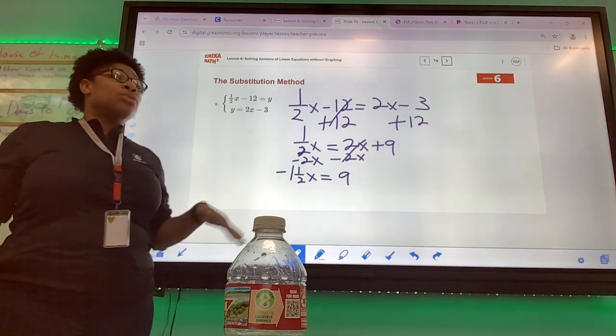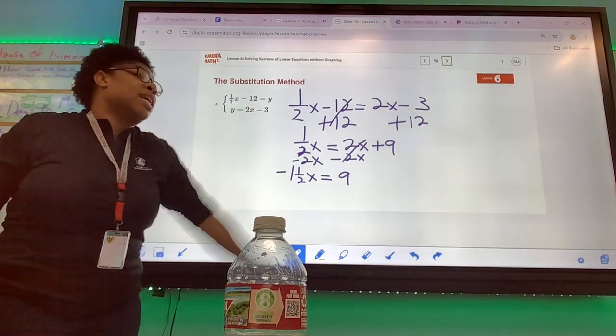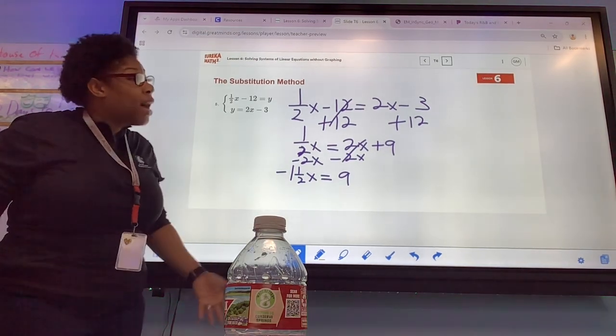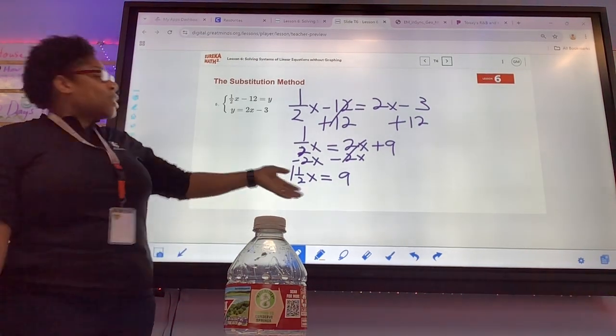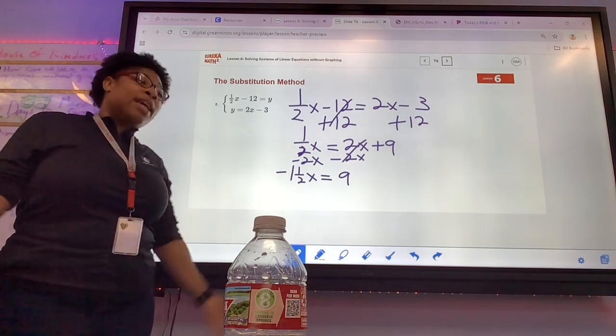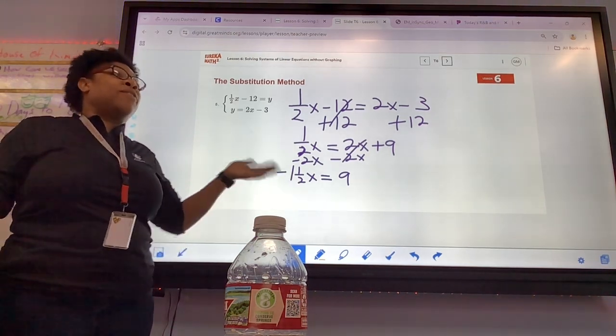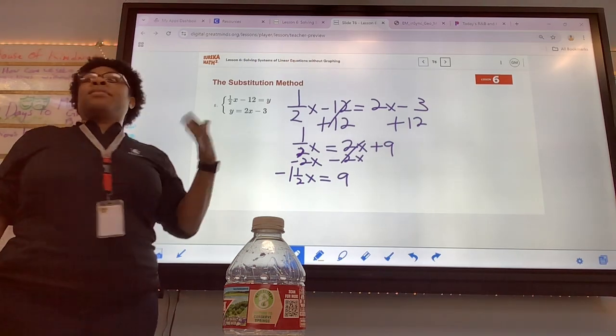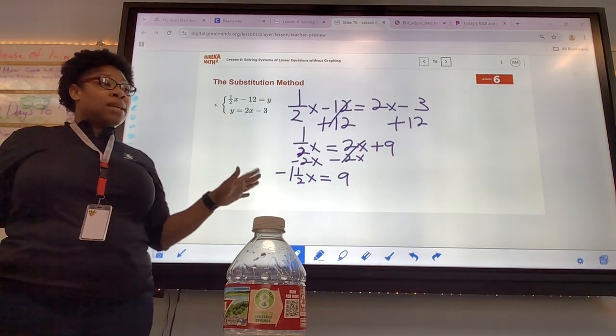1/2 minus 2. If you had 50 cents, Kira, and I told you to give me $2, could you give me $2? No, but that's going to put you in the negatives if you did try to give me the $2, by $1.50, because all you had was 50 cents. You get it? Yes. Okay.